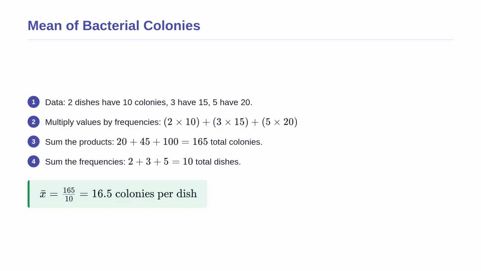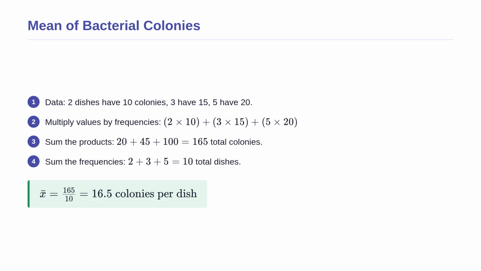Let us apply this grouped formula to a real scenario. A biologist counts bacterial colonies. 2 dishes have 10 colonies, 3 have 15, and 5 have 20. We need to find the mean number of colonies per dish. We use the grouped formula because our data is organized by frequency.